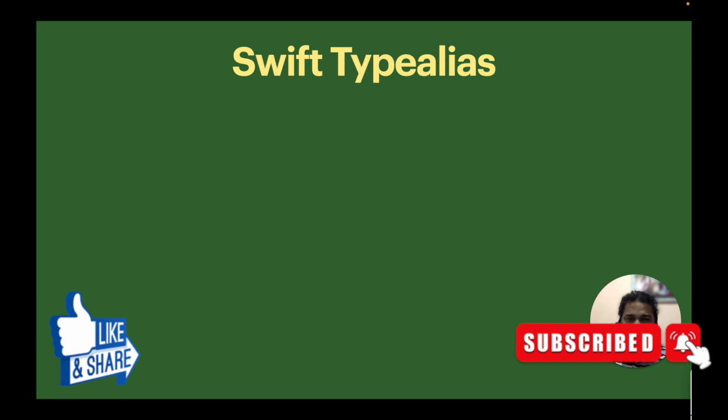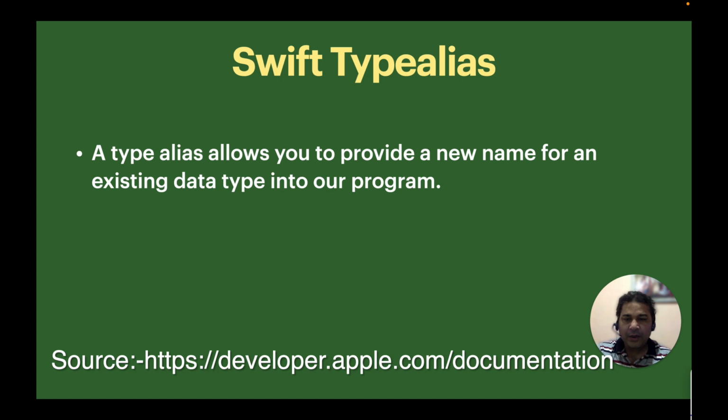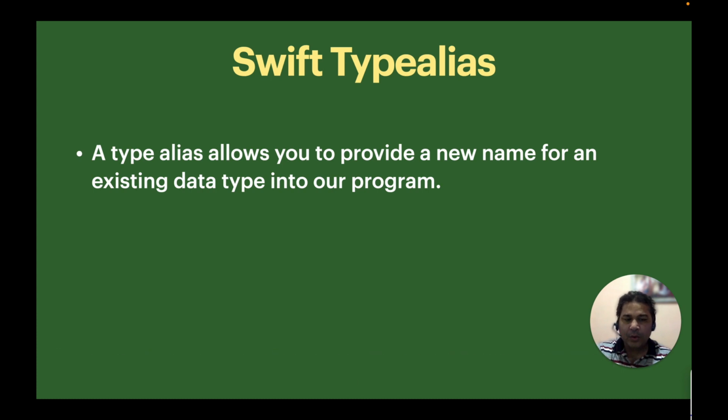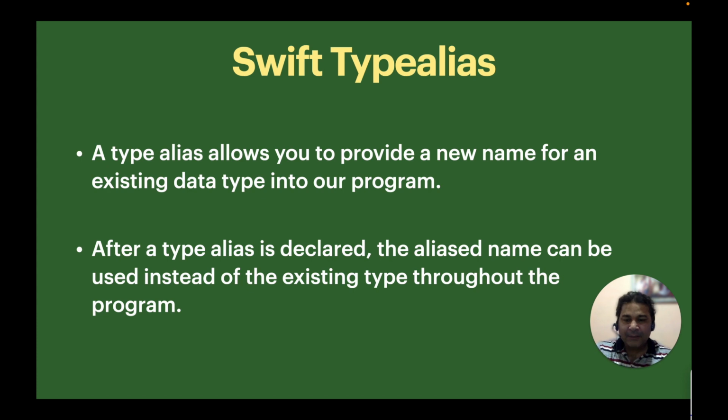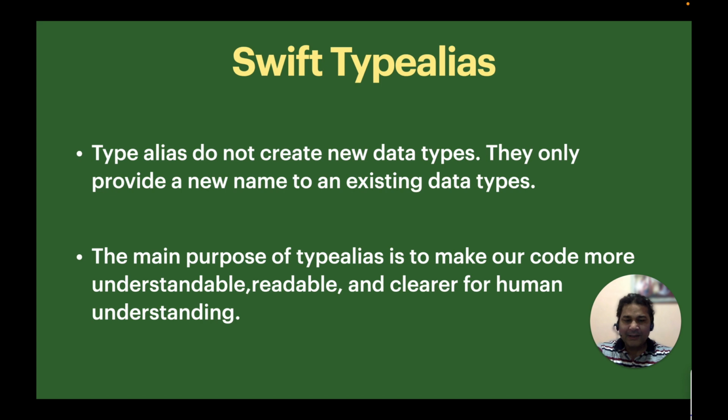So what is a type alias? By definition, a type alias allows you to provide a new name for an existing data type in our program. After a type alias is declared, the alias name can be used instead of the existing type throughout the program. Type aliases do not create a new data type, they only provide a new name for an existing data type. The main purpose of a type alias is to make our code more understandable, readable, and clearer for human understanding.